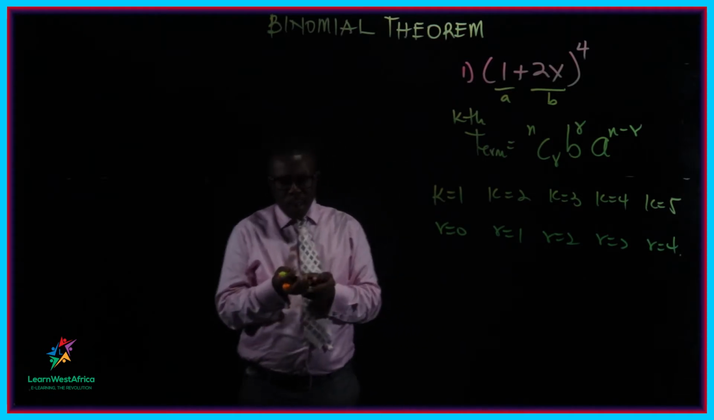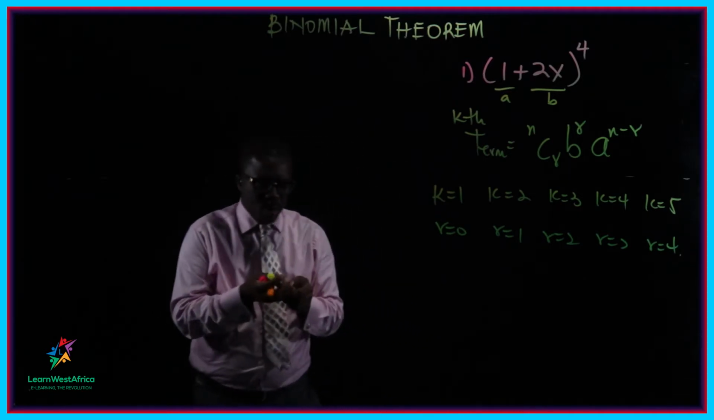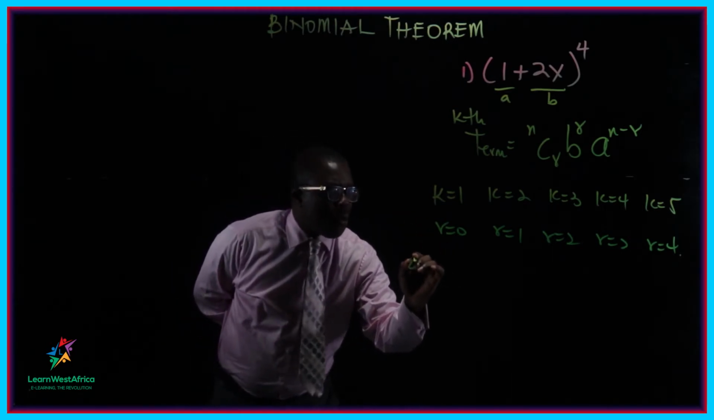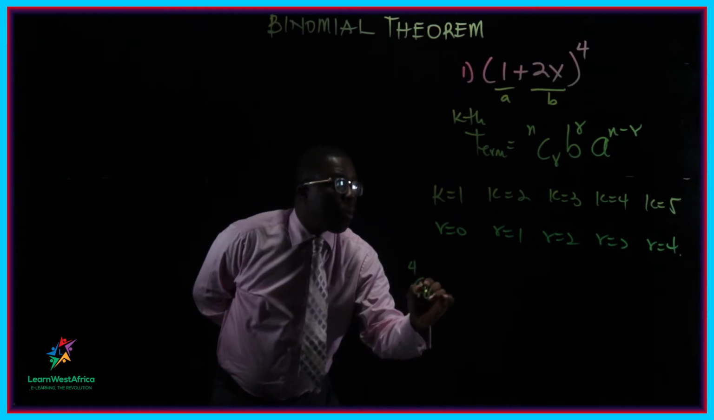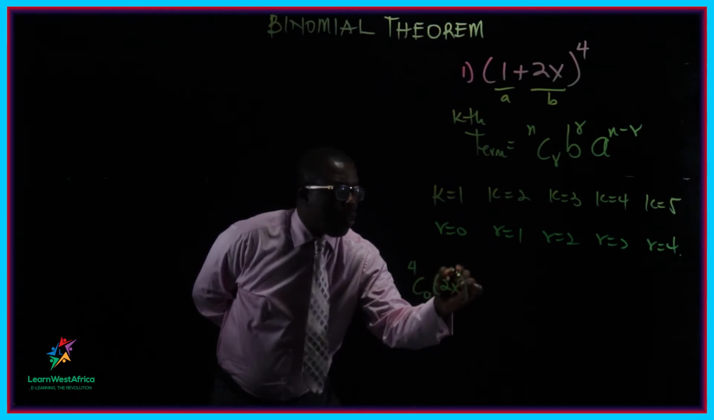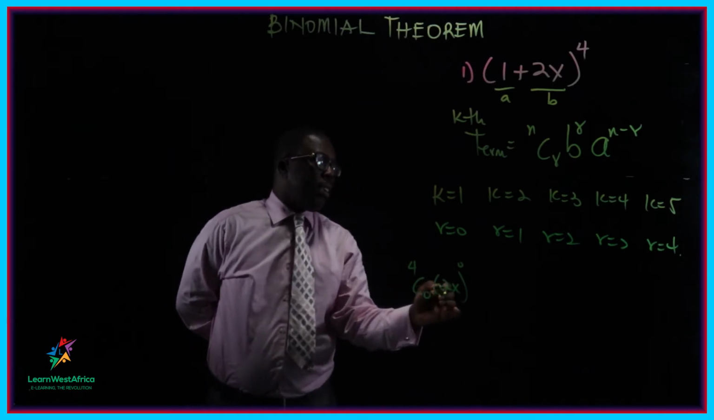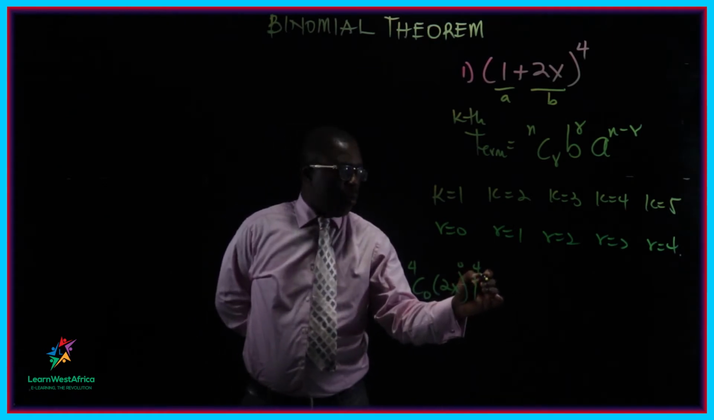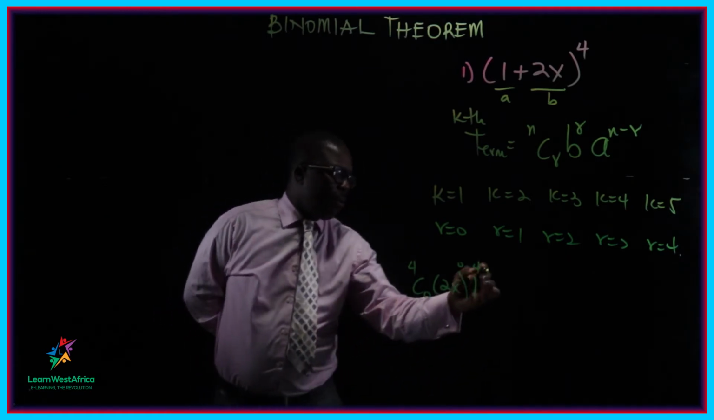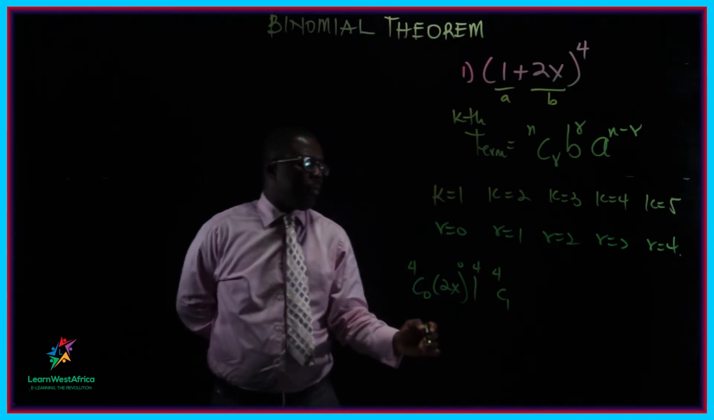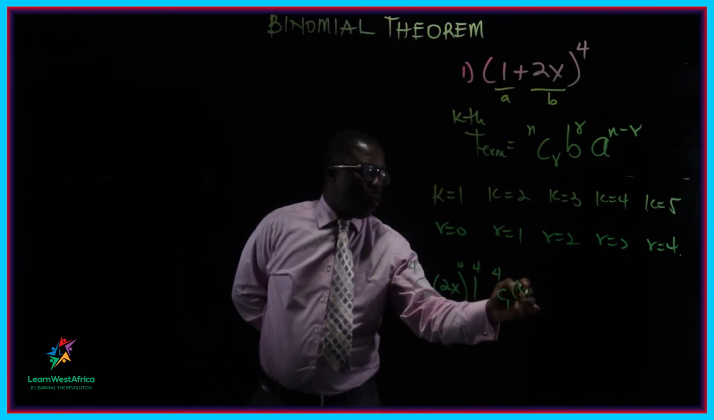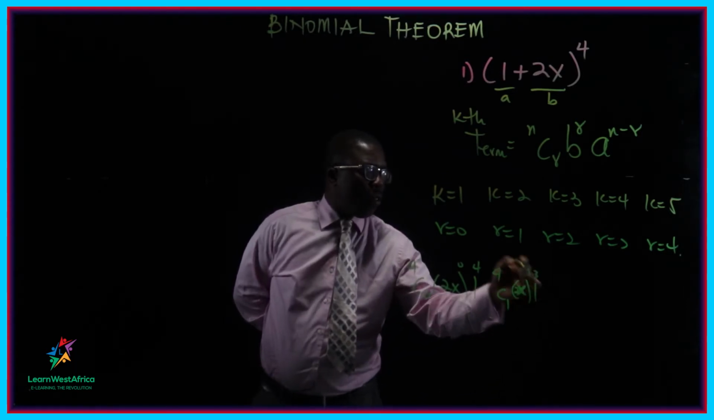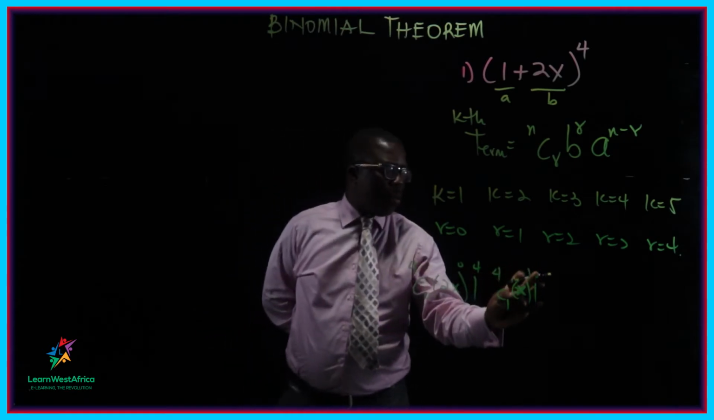So let's do the expansion of all those terms and see what will result. Our first term, we are going to have n, which is 4, choose 0, 2x raised to the power 0, 1 to the power 4. Second term, what do we get? 4 choose 1, 2x raised to the power 1, then 1 to the power 3.